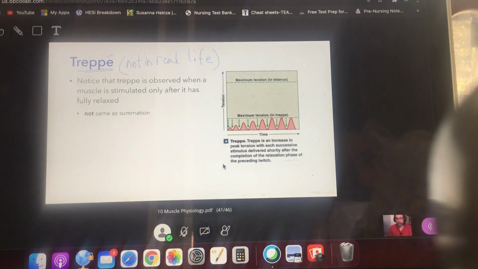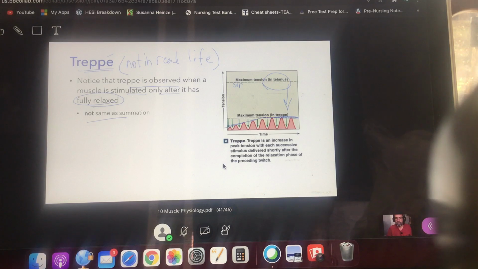Only in the laboratory. I think this version of the textbook has gotten to the point where it's finally honest enough to say that treppe is something that is not observed in real-life muscle. Only observed when a muscle on a machine is stimulated after it has fully relaxed. It is not the same as summation. You can see that you do get a slight increase in contraction, but it's going to max out far below the maximum tension that you get from summation.